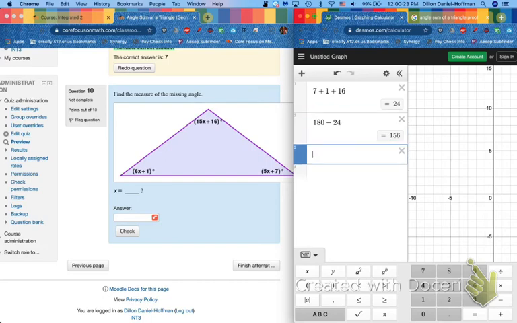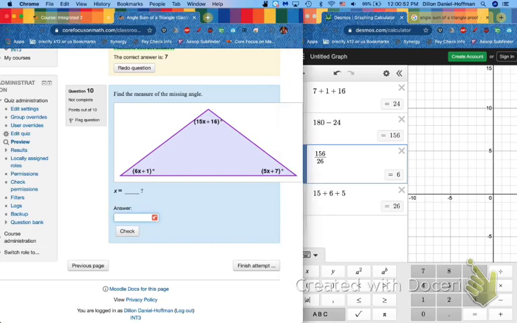Now I need to take 156 and I need to divide it by how many x's I have. Well, let's just figure that out down below here. So the x's I have are 15, 6, and 5. So 15 plus 6 plus 5. Now notice you can even just write that down below here. 15 plus 6 plus 5. Or you can use the 26 number I came up with down there. Either way, you'll get your answer of 6.